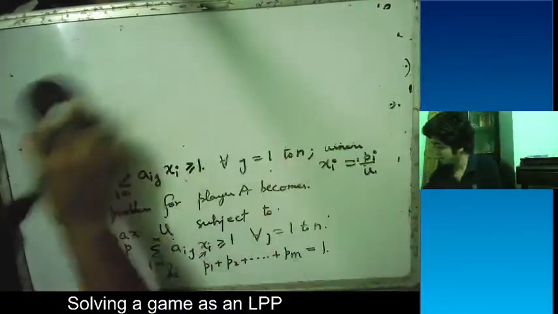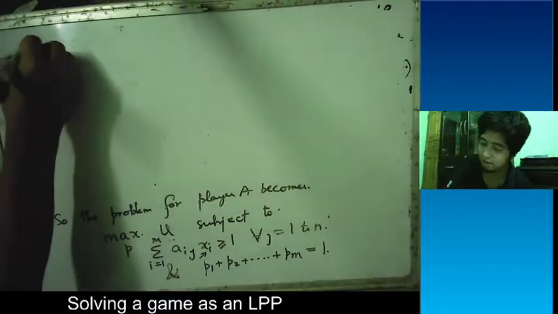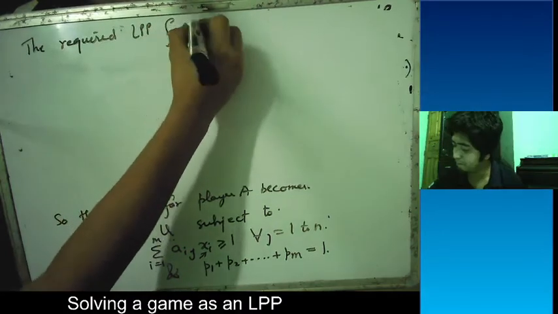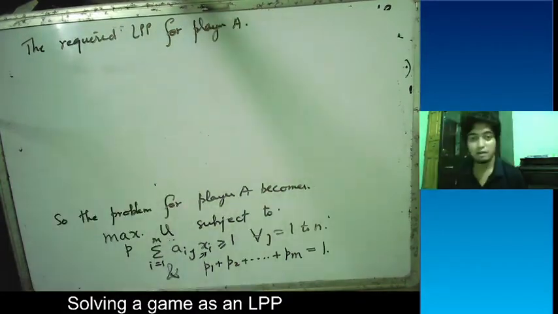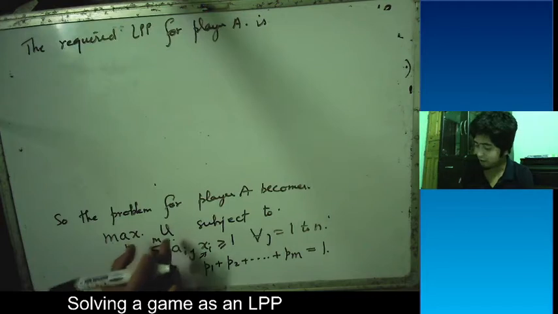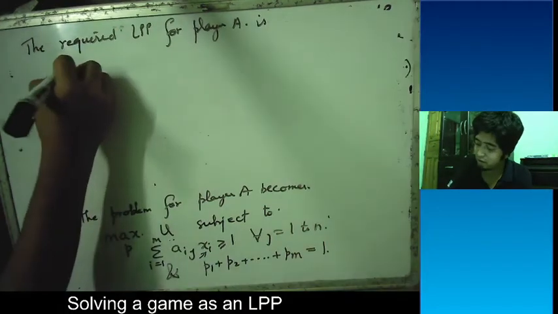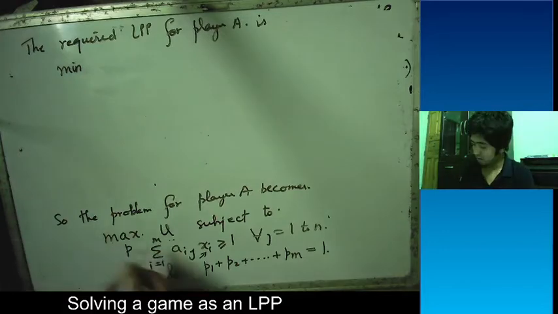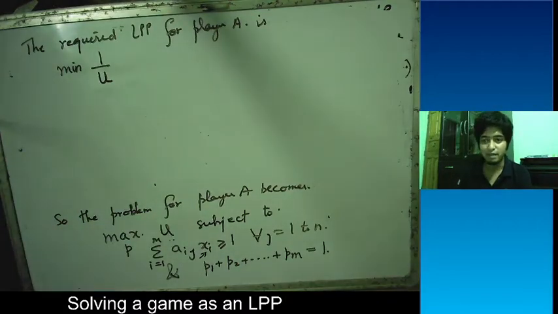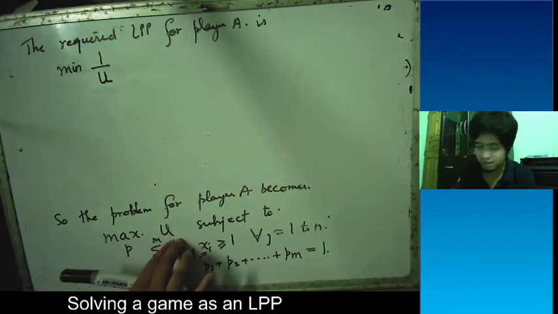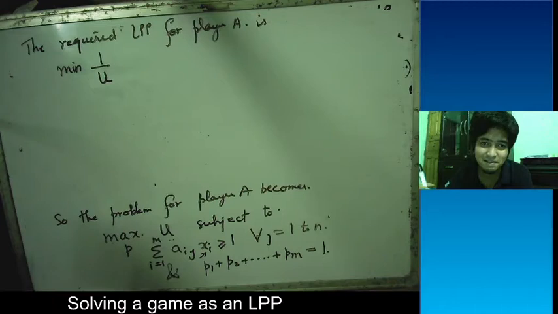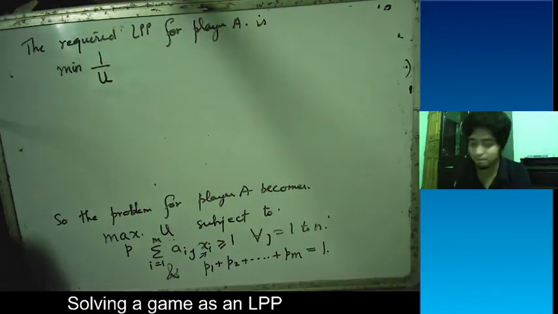We can write this last step, the required LPP for player A. What we can do is convert the maximization into a minimization problem. Why exactly are we doing it? Instead of u, we will be getting 1 by u. This is very simple to understand. If you are maximizing u, it means that 1 by u is minimized. If u is very, very large, 1 by u is very, very small.